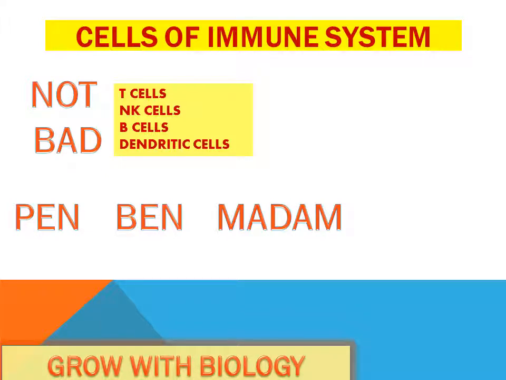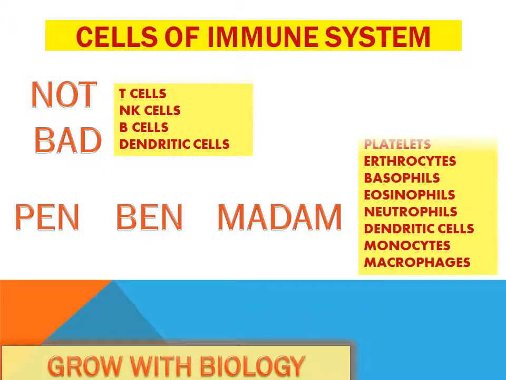Next, from the three words PEN, BEN and MADAM we obtain the rest of the cells of the immune system. From PEN there were platelets and erythrocytes. From BEN it was basophil, eosinophil and neutrophils. From MADAM it was monocyte, dendritic cells and macrophages. These are the cells of our immune system which develop in hematopoiesis.